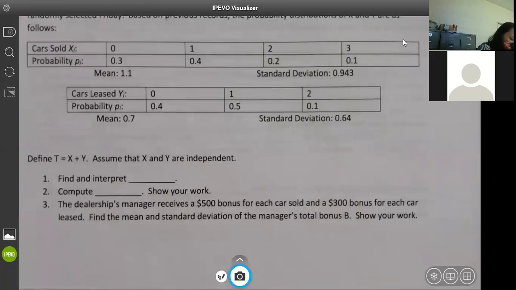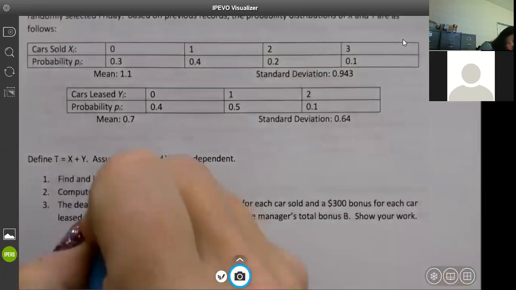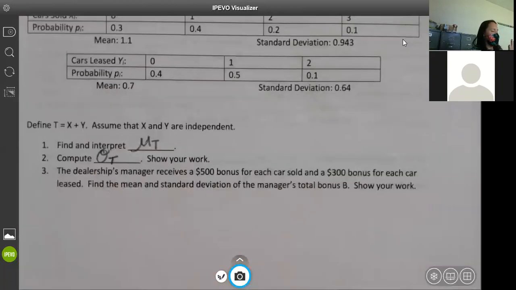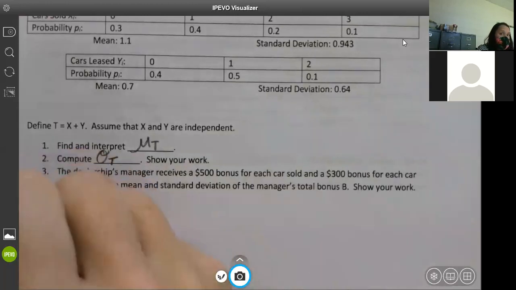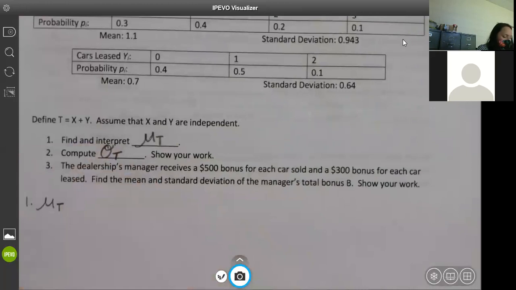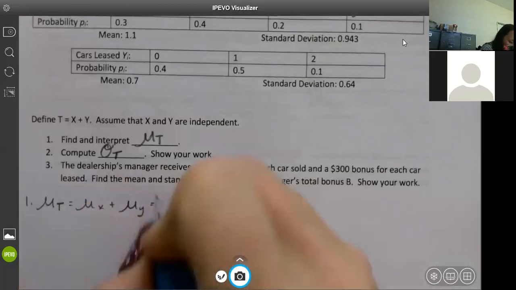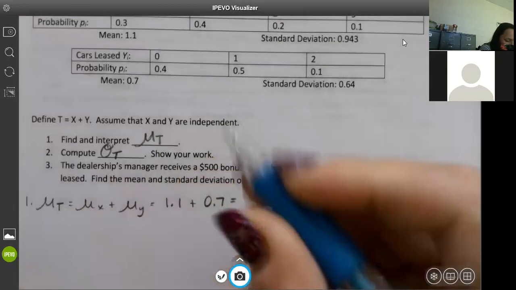So find and interpret the mean of the total. Compute the standard deviation of the total, showing your work. And remember, number one says find and interpret. And then the third one asks us about something else, and we'll come back to that, okay? So let's start with number one. To find the mean of the total, how do we do that? Mean of X plus mean of Y. The mean of X is 1.1. The mean of Y is 0.7, which gives us 1.8.